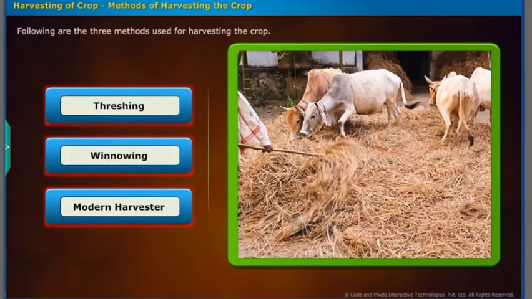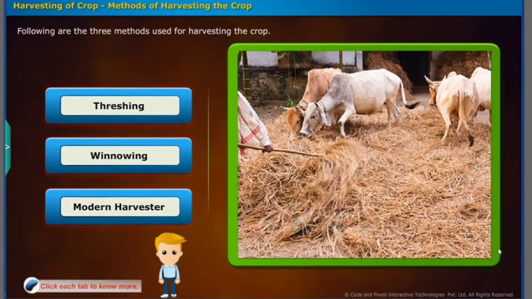Following are the three methods used for harvesting the crop: threshing, winnowing, and modern harvester. Click each tab to know more.